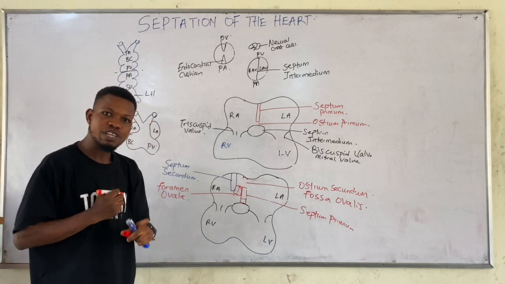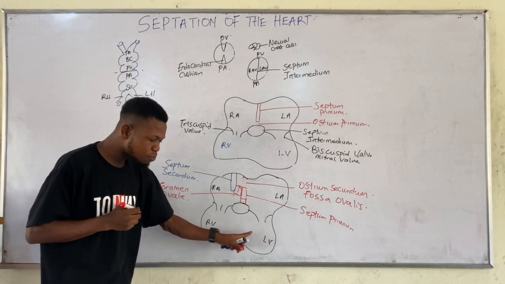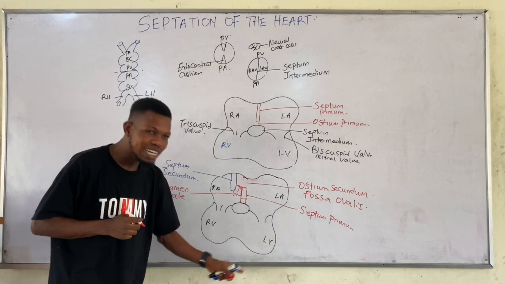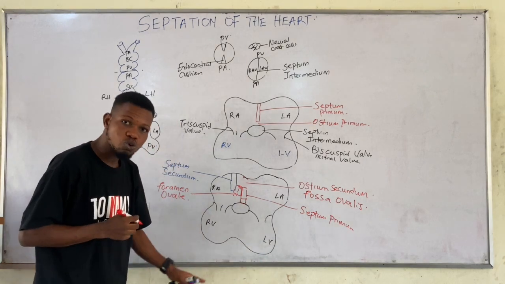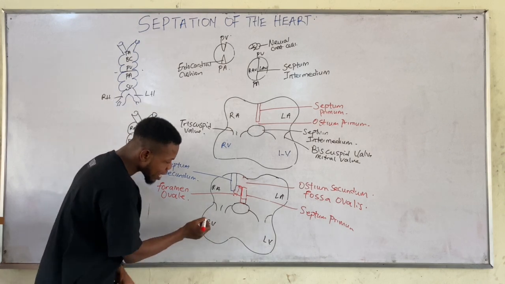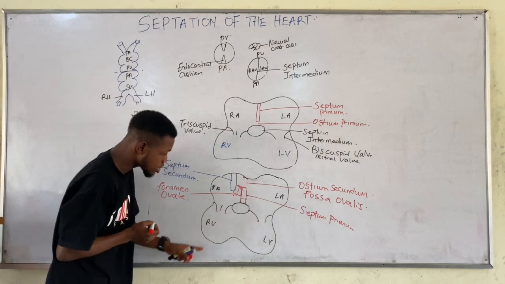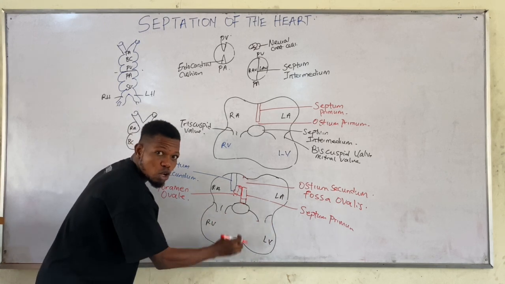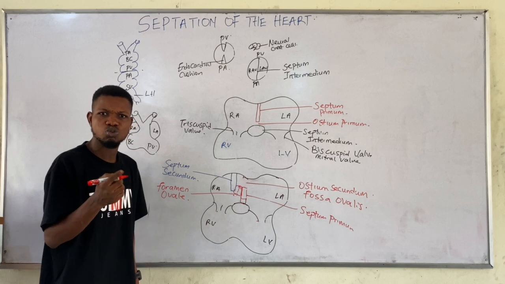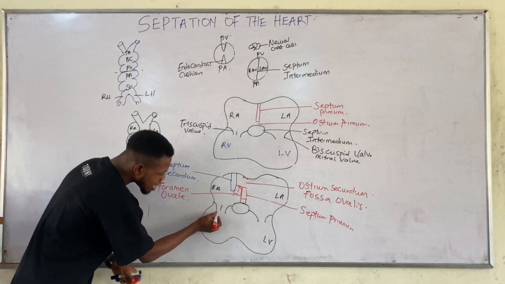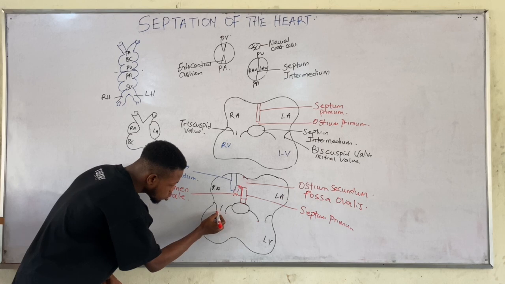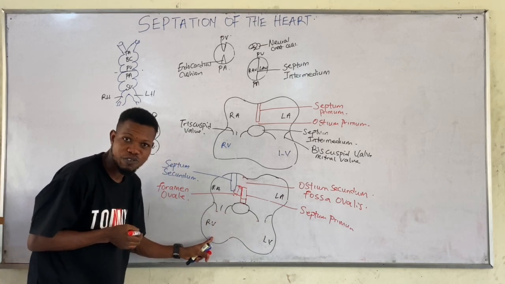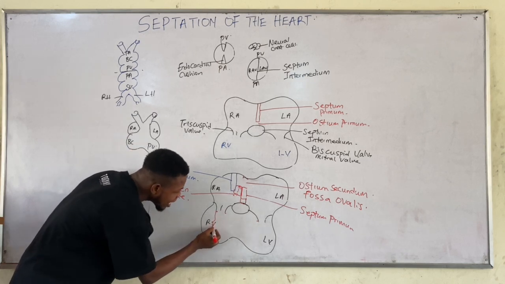Now we want to look at development of the septation between the lower chambers of the heart, which are the right ventricle and the left ventricle. At the ventricle, if you don't forget, these valves, which are the what? Tricuspid valve and bicuspid valve, are connected to the muscles of the ventricle. What are the muscles of the ventricle? Papillary muscles. So there's something connecting the valve to the papillary muscles of the ventricle. What do we call it? We call it chordae tendineae.